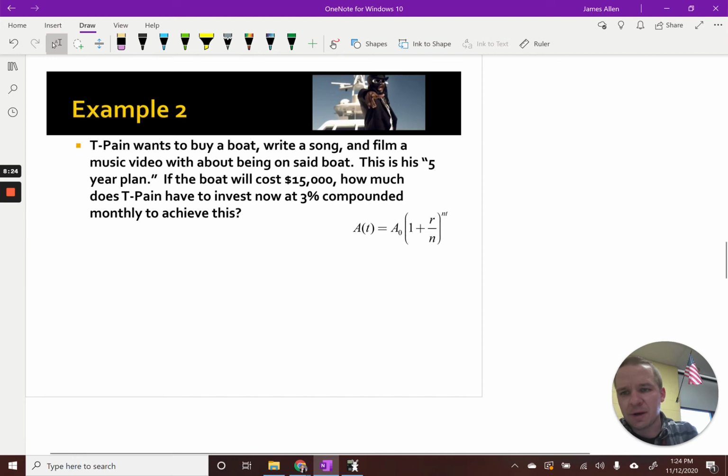All right, next example here. We got T-Pain. He wants to buy a boat. He wants to write a song and film a music video about being on said boat, okay? And this is his 5-year plan, right? So he's going to, not right now, okay? He's planning out his future. This is his 5-year plan. If the boat will cost $15,000, how much does T-Pain have to invest now at 3% compounded monthly to achieve this? Okay, so T-Pain, he's not messing around. He's a planner here.